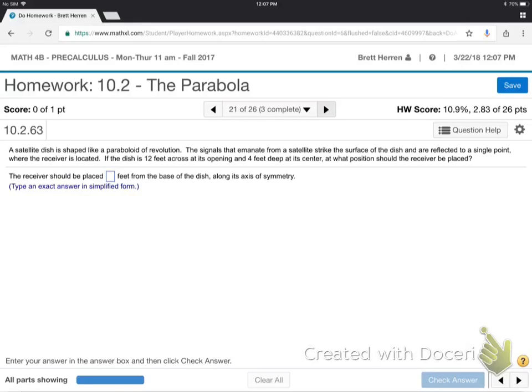All right. Very, very commonly used in real life, engineering and science. So satellite dish is shaped like a paraboloid of revolution.